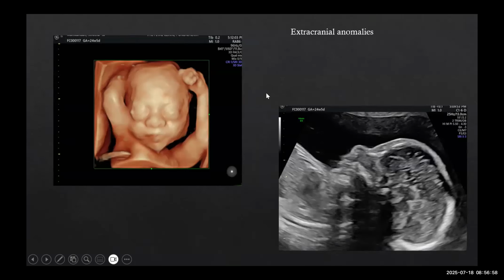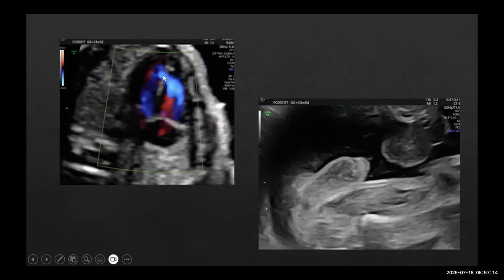So the extracranial anomalies, when we did a thorough examination, we could see proptosis. This is the facial profile. However, there was no receding forehead. Typical receding forehead was not there. There was some amount of dysmorphic face. And there was a small muscular VSD and hypospadias.